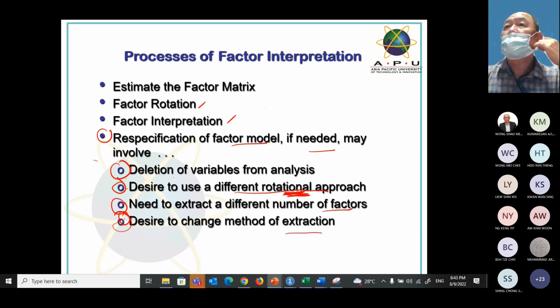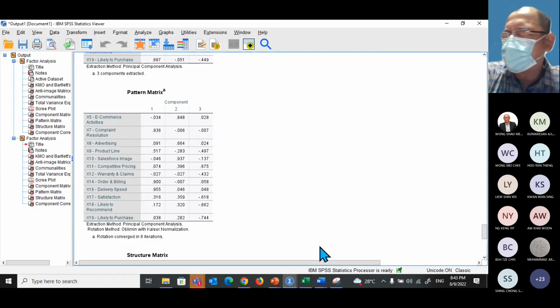Yes, question. The pattern or structure matrix. Just now you referred to pattern. Actually, what's the difference between the pattern and structure matrix? I mean the diagram. What is the difference between the structure and the pattern?